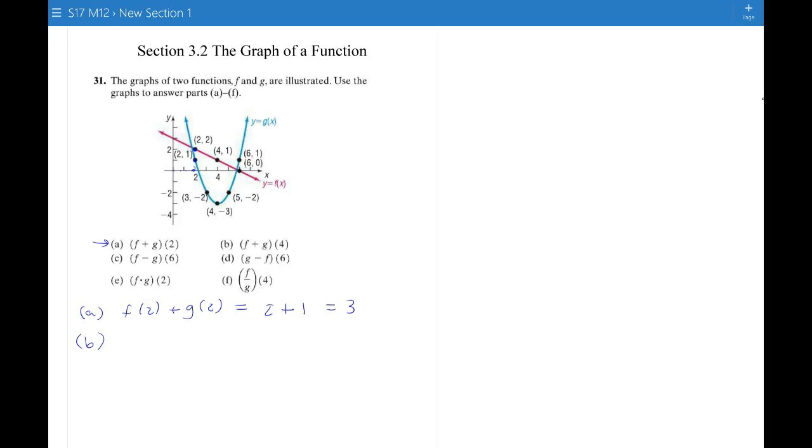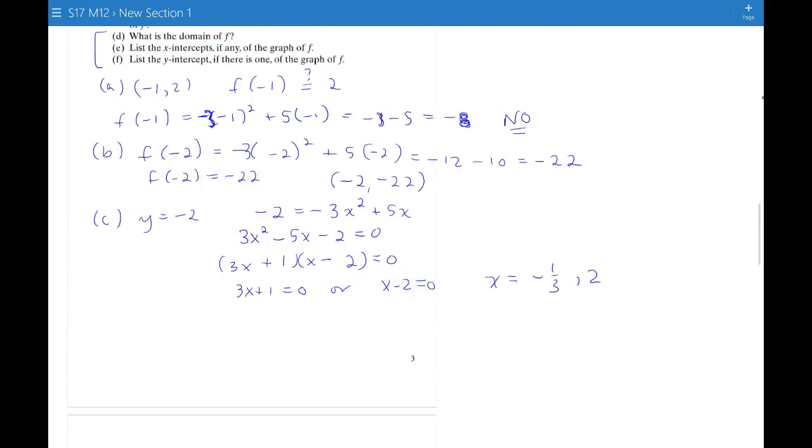And then b is f plus g of 4. So that's f of 4 plus g of 4. So f of 4 is the red graph, so that's 1. g of 4 is the blue graph, so that's -3. So f of 4 plus g of 4 would be -2. And I think you can figure out the rest, but we'll talk about them in class. And that's the end of that section.